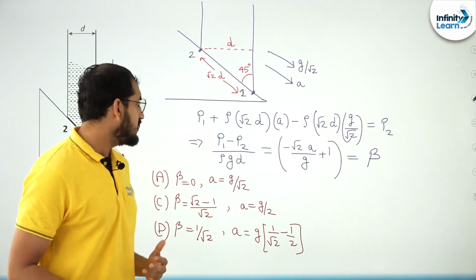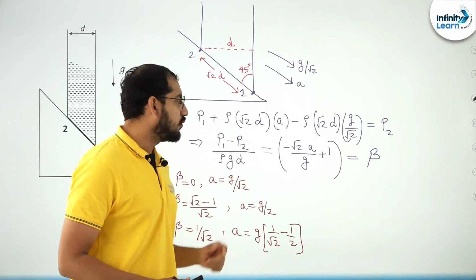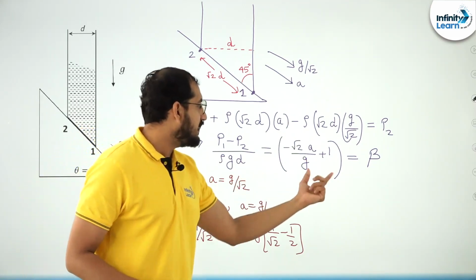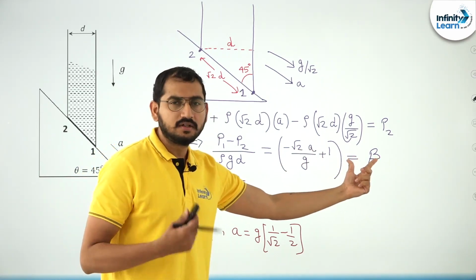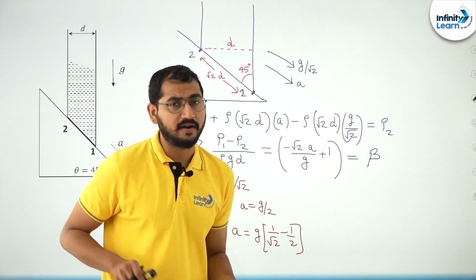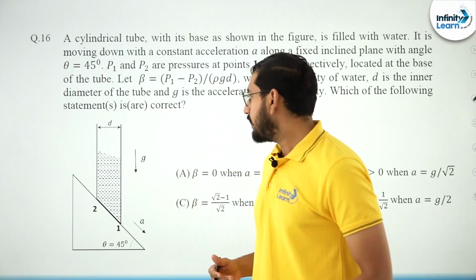Okay, after rearranging the terms, (P1 − P2) by ρgD will give you a relation between acceleration and g, and this relation is the required expression for beta that we need to find. Okay, now we will go option by option.